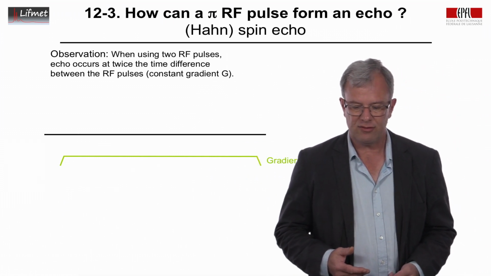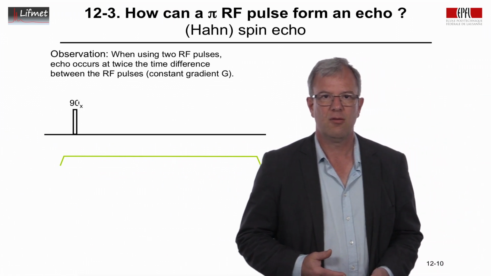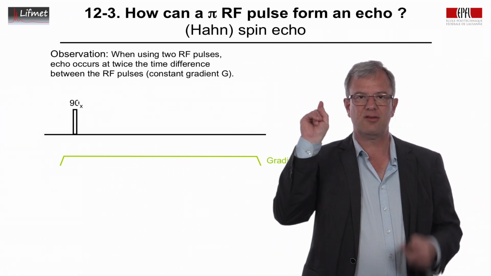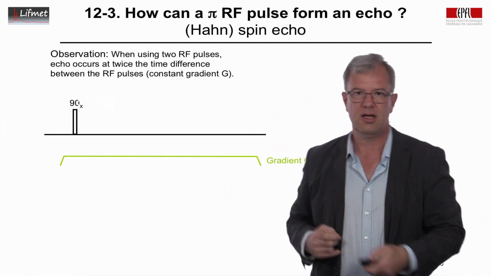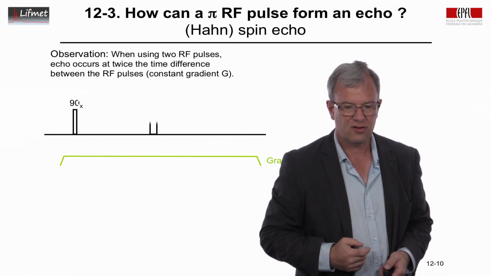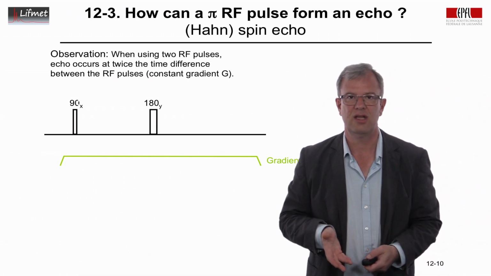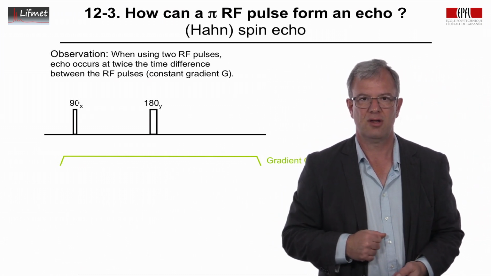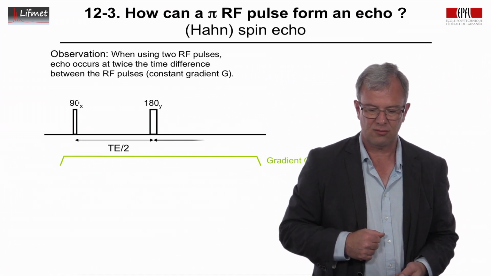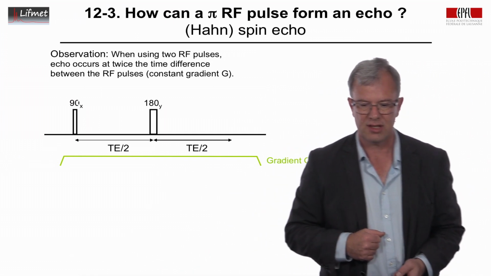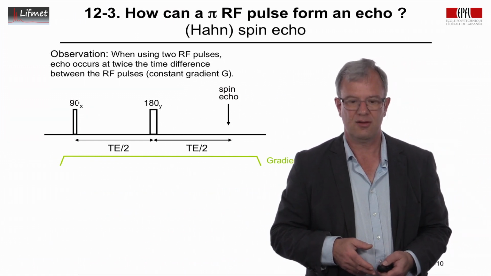We'll now pretend that we've turned on the gradient along y and this is always on. We'll have a 90-degree pulse. This 90-degree pulse, the B1, is applied along the x-axis, so it rotates the magnetization onto the y-axis. After a certain time, we will apply an RF pulse of twice the duration, so it's a 180-degree pulse, but this time around the y-axis. This time here, we will call TE half, and we're going to look at what's happening after another time TE half. And at this point, we will observe a spin echo.